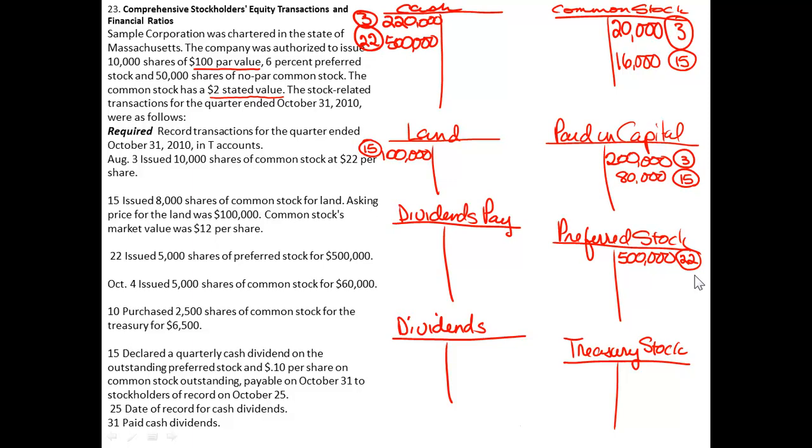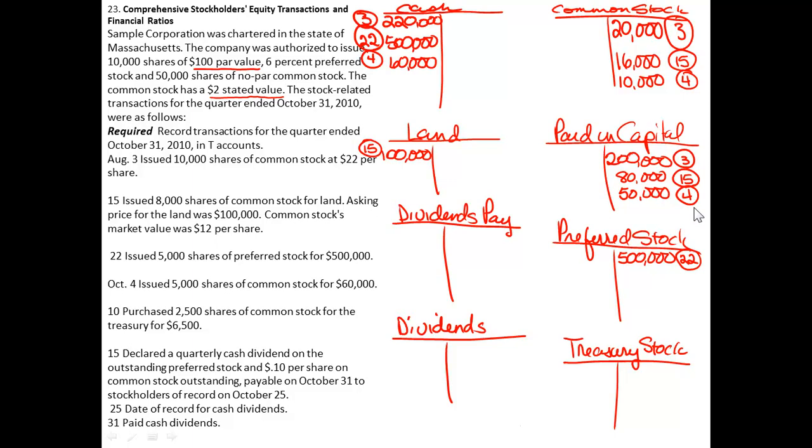On October 4th, we issue 5,000 shares of common stock for $60,000. So on the 4th, we're going to debit cash for $60,000. We'll credit common stock on the 4th for the number of shares, which is 5,000 times $2, which is $10,000. And paid-in capital comes to our rescue for the rest for $50,000 on October 4th.